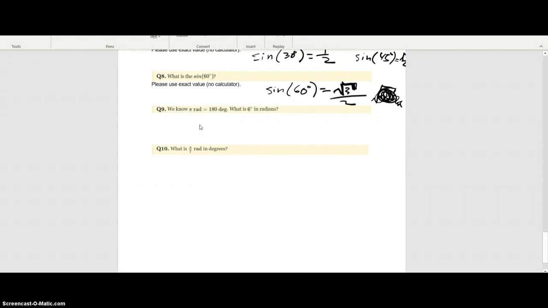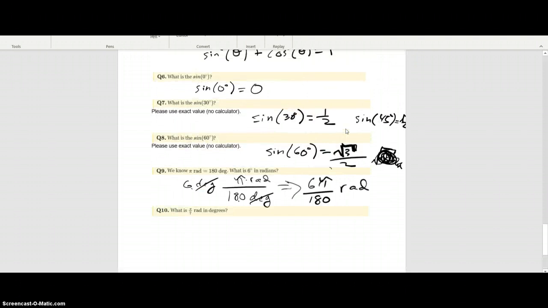Alright, so we know pi radians is equal to 180 degrees. What is 6 degrees in radians? Well, 6 degrees is the same thing as writing 6 degrees out like this. So we have 180 degrees is equal to pi radians. So the degrees cancel out, and we're just left with 6 times pi over 180 radians. And then I'll allow you to simplify it after that.